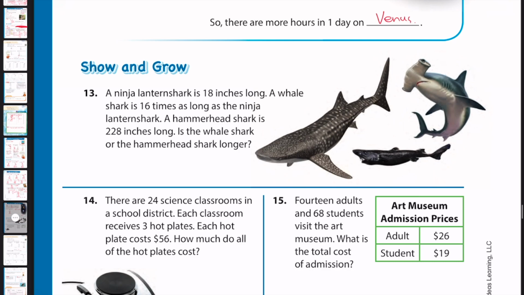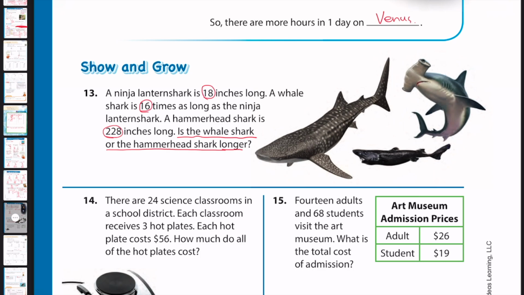Yay. A ninja lantern shark is 18 inches long. A whale shark is 16 times as long as the ninja lantern shark. All right. A hammerhead shark is 228 inches long. Question: is the whale shark or the hammerhead shark longer? We need to find out how. Compare. Okay, we are going to find out the lantern shark first.